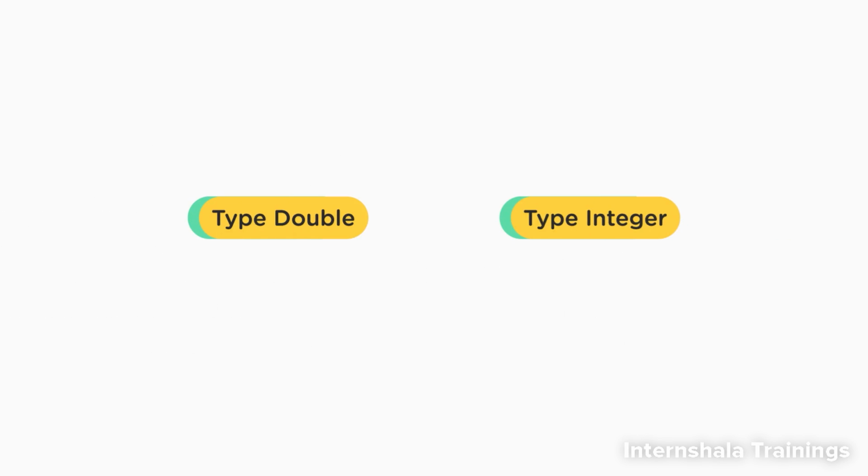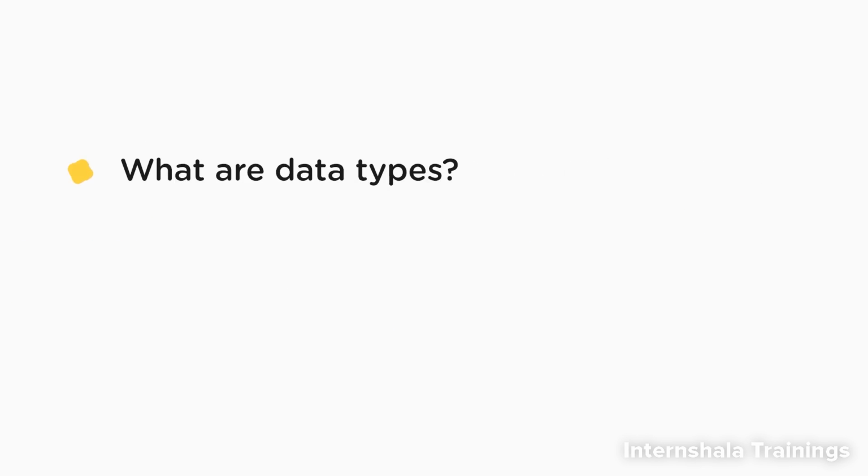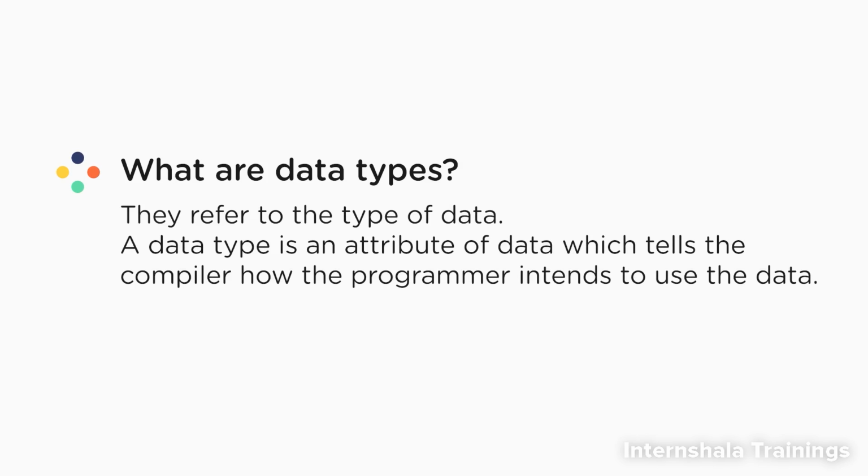So now, let's come back to the type double and type integer. Well, these are known as data types. So, what are data types? As the name suggests, they refer to the type of data. And by now you must have understood that each variable has a data type. In technical terms, we can say that in computer programming, a data type or type is an attribute of data which tells the compiler how the programmer intends to use the data.